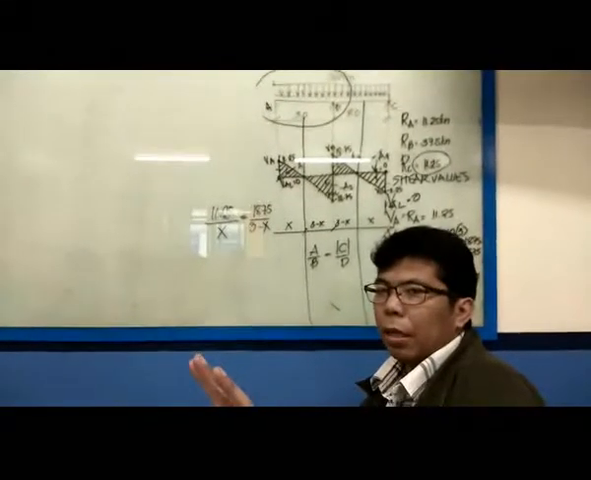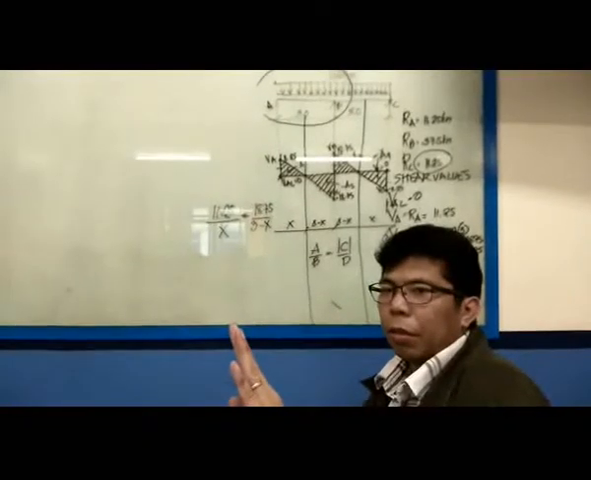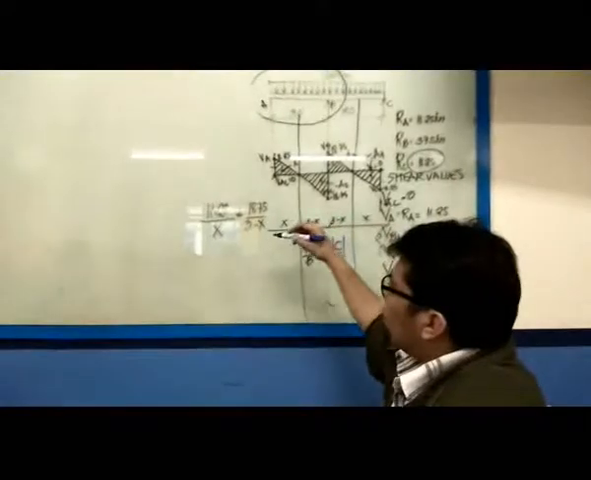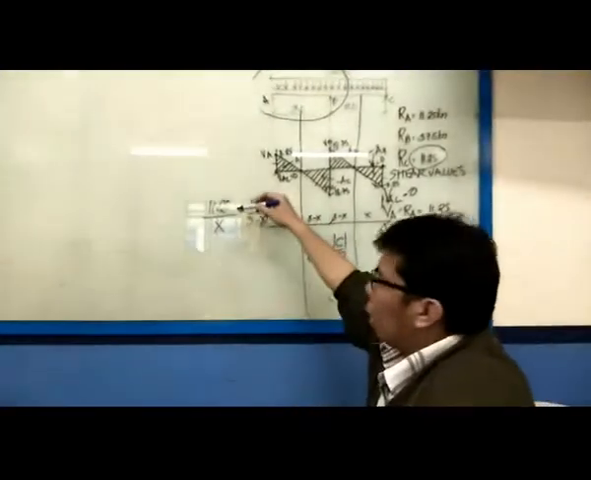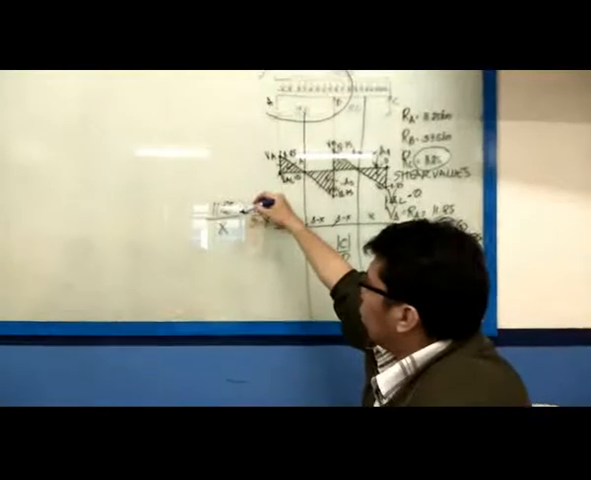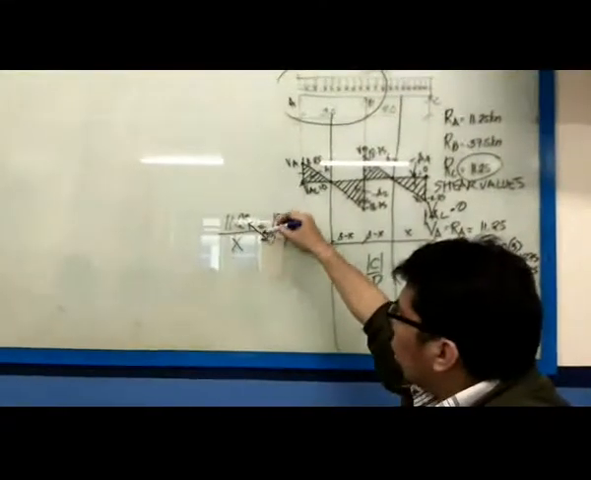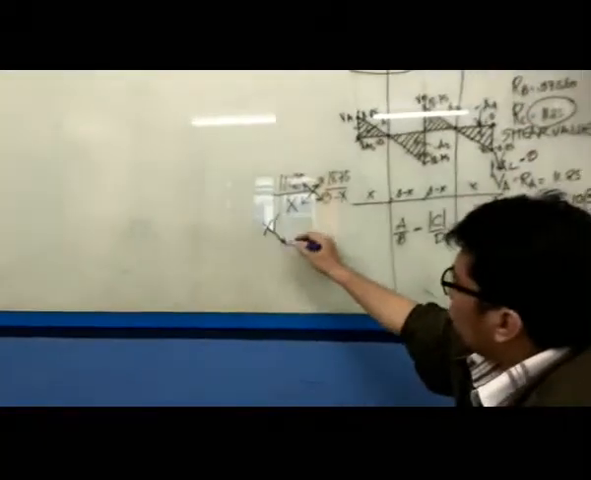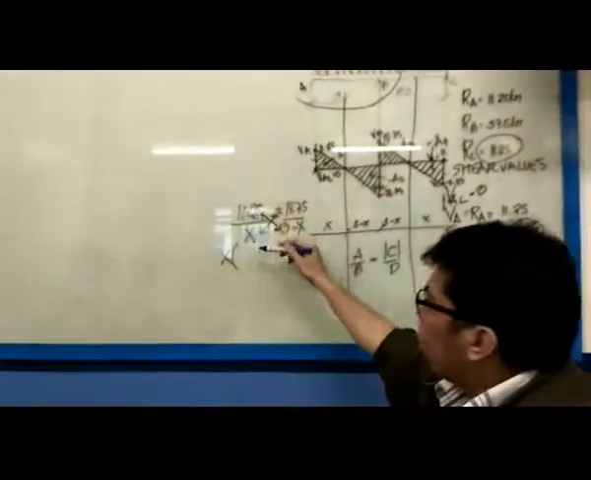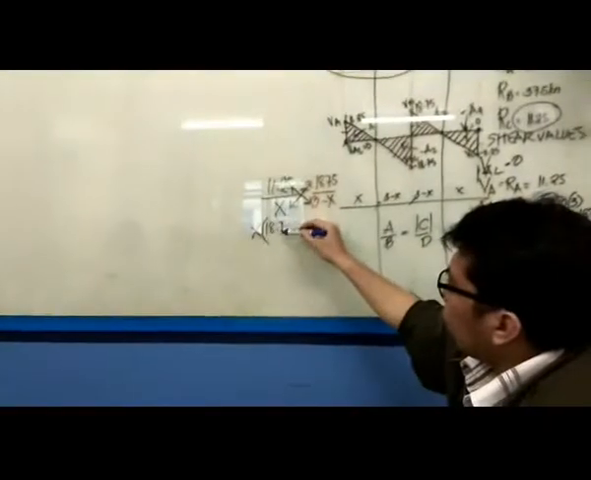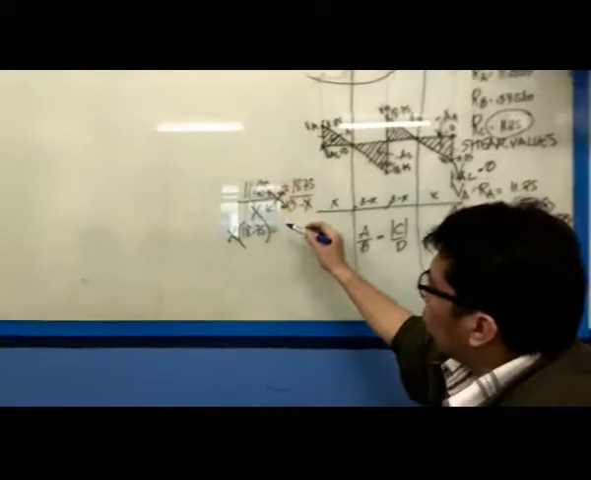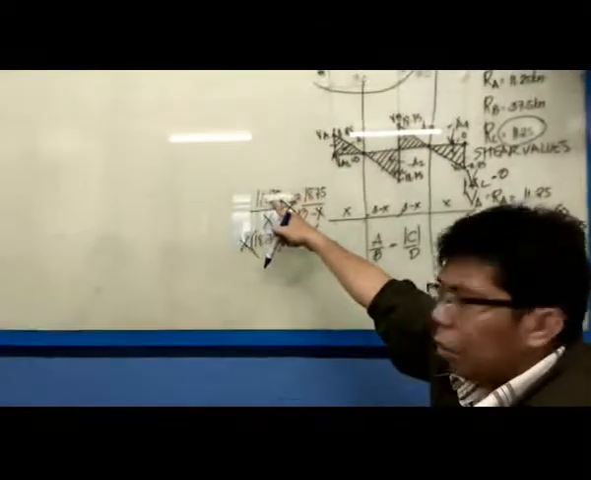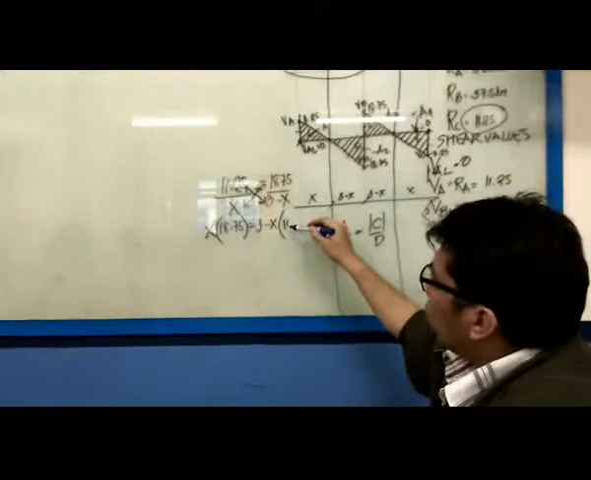Okay na? Nasusundan? Okay, sir. So, let us evaluate now. Let us find the value of x. So, by using cross multiplication. So, x times 18.75 is equal to 3 minus x times 11.25.